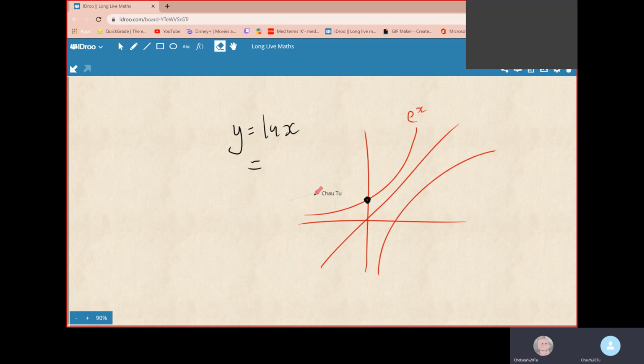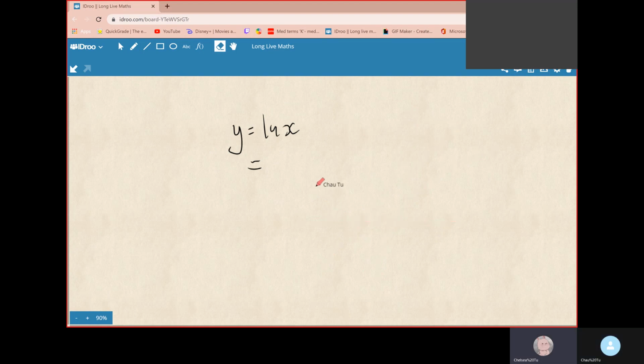Hold on, I'm thinking. Okay, so first thing I want to do is, well, you see. Let me think. Okay, so first thing I want to do is exponentiate both sides with base e. e to the power of y, e to the power of ln x. But remember, whenever these two are the same, Chelsea, they cancel each other out.